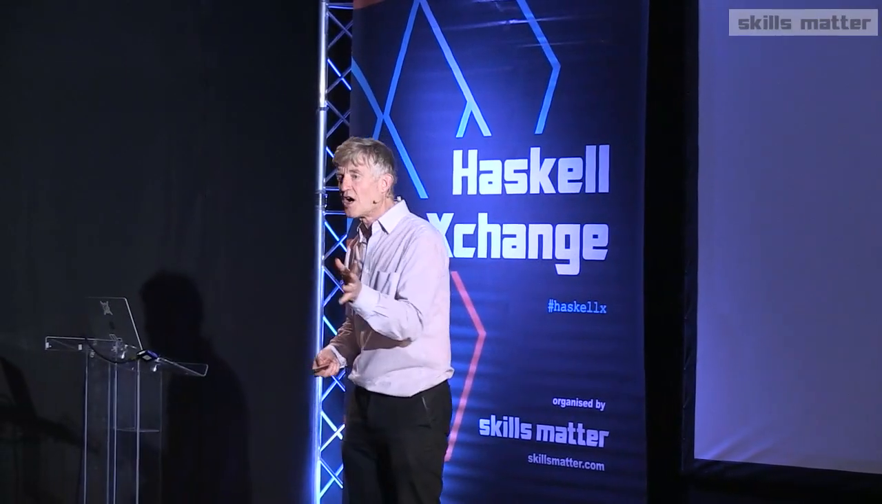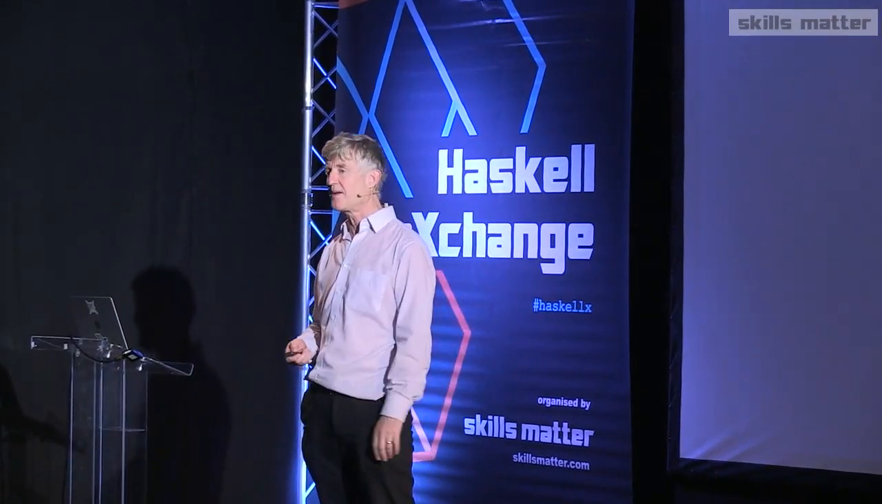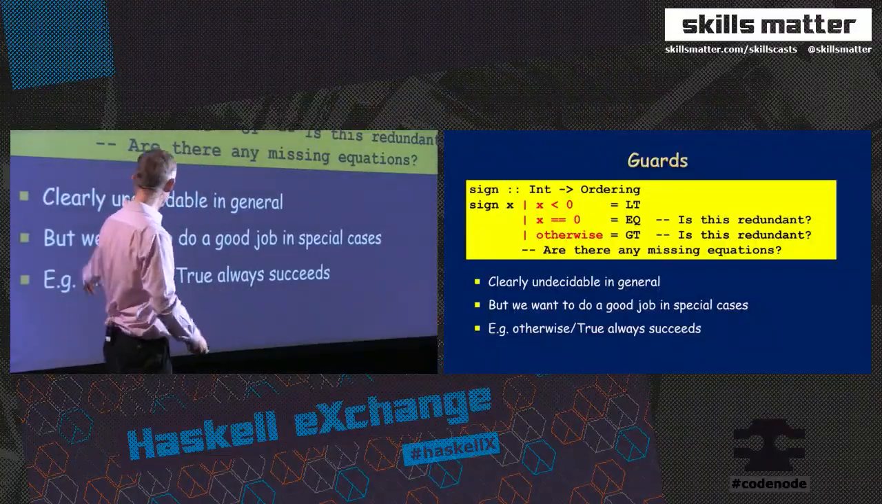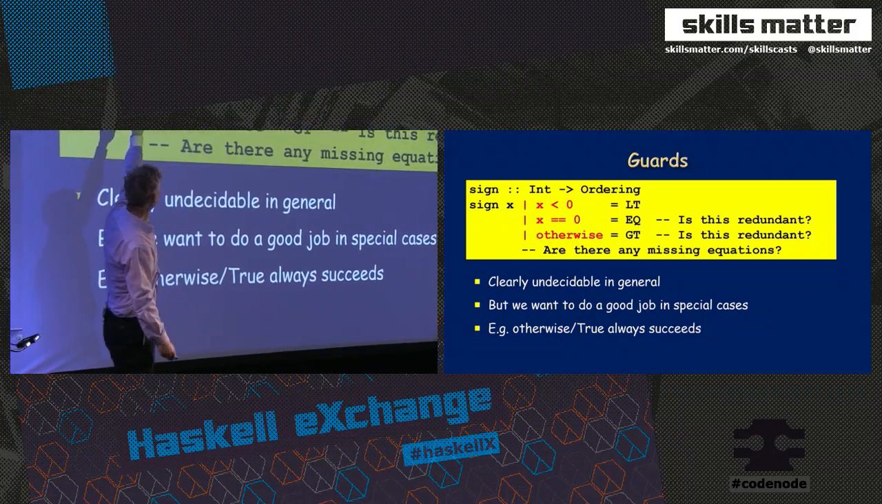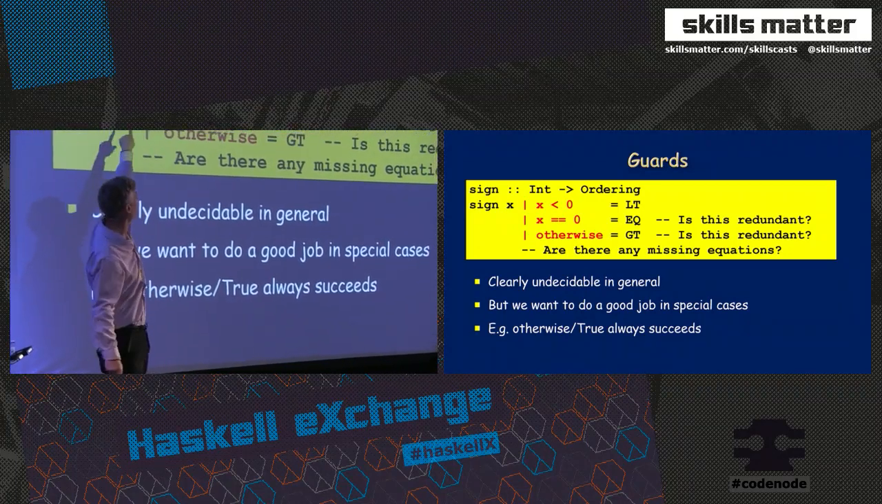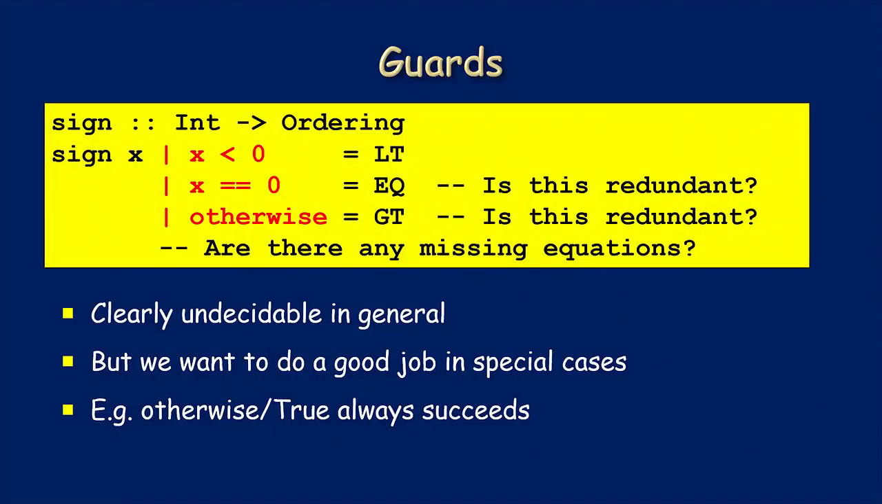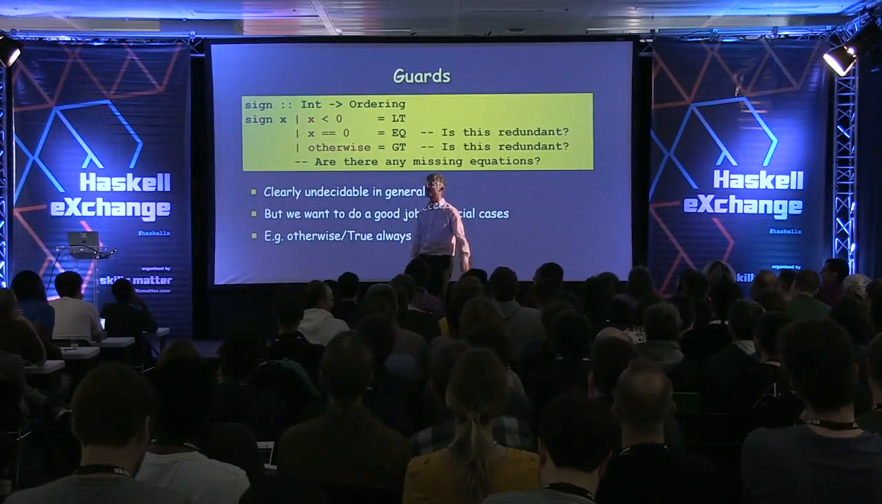Right, guards. Another piece of pattern matching complexity we have to take account of. Here's a program that computes some variant of the sign of x. If it's smaller than 0, this. If it's equal to 0, that. Now, are these equations exhaustive? Are there any missing? Bottom is not the right answer. For a change, it is not the right answer. No, these equations are, in fact, exhaustive.